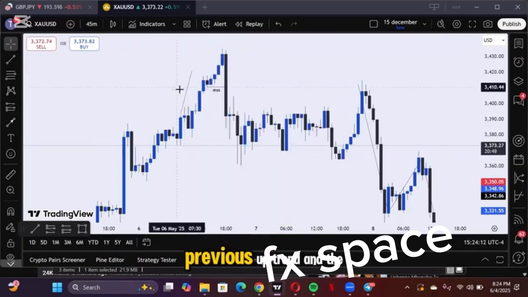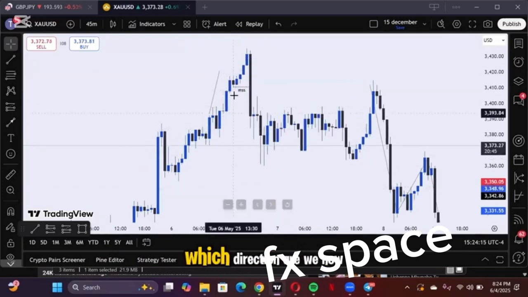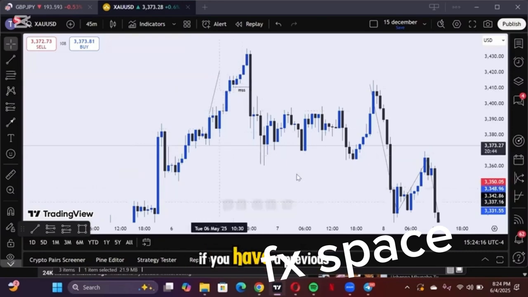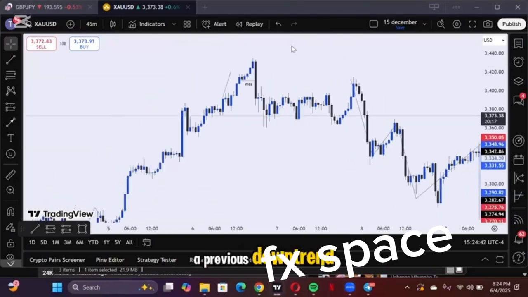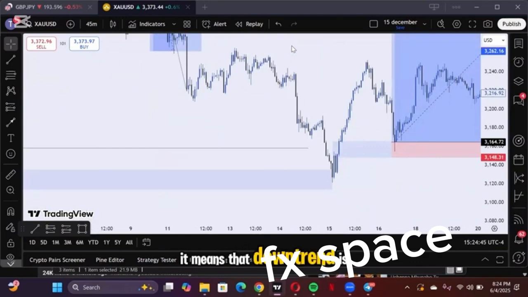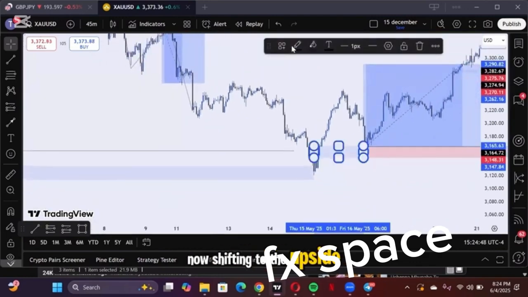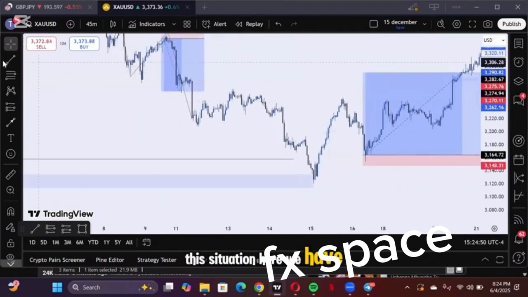So since we had a previous uptrend and the market structure shift occurs, which direction are we now looking to trade? If you have a previous uptrend and the market structure shift occurs, which direction are you now looking to trade? Exactly, down. So as we have a previous uptrend and market gives you a market structure shift to the downside, what it means is that that previous uptrend is now shifting to the what? To the downside. Same as if you had a previous downtrend and the market structure shift occurs, it means that downtrend is now shifting to the what? To the upside.